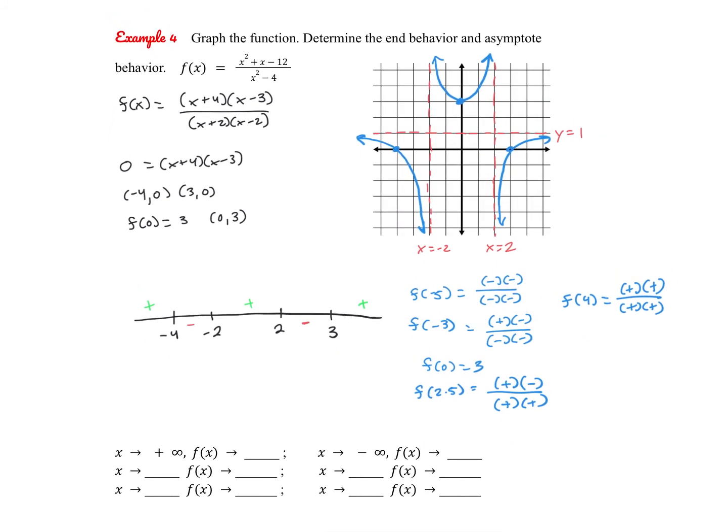So if we complete our end behavior, as x approaches positive infinity, f of x approaches 1, same for negative infinity. And then we're going to do negative 2 from the left and negative 2 from the right. So negative 2 from the left, I'm going down, so negative infinity, and negative 2 from the right, I'm going up. And then we'll do positive 2 from the left and positive 2 from the right. So positive 2 from the left, I'm going up, and positive 2 from the right, I'm going down. And there you have it.